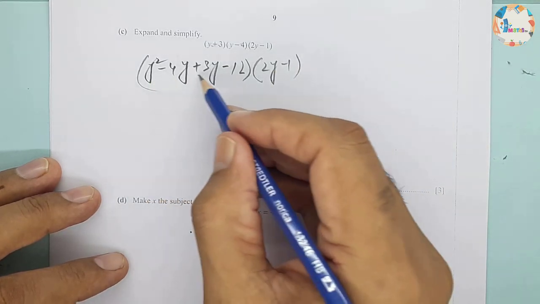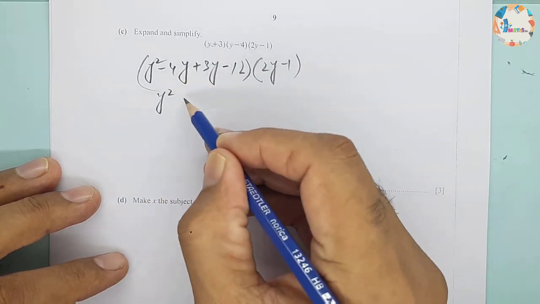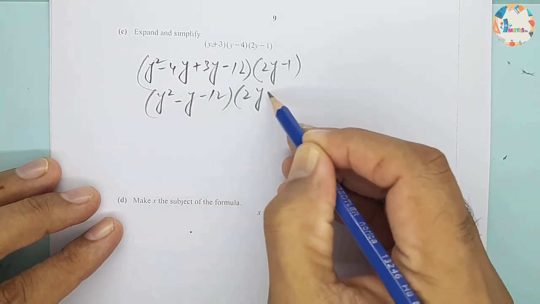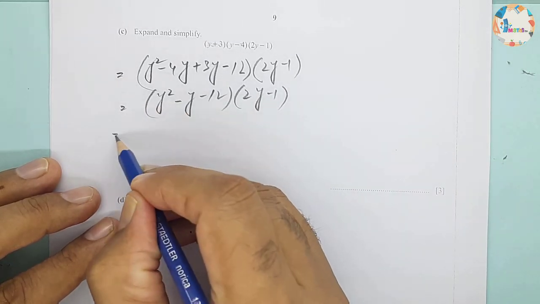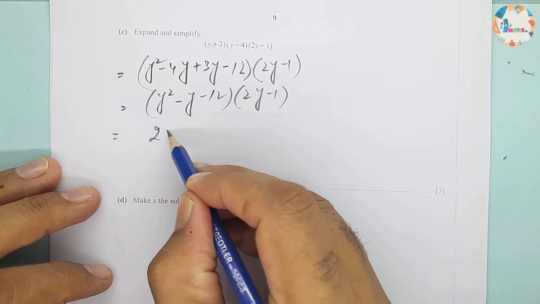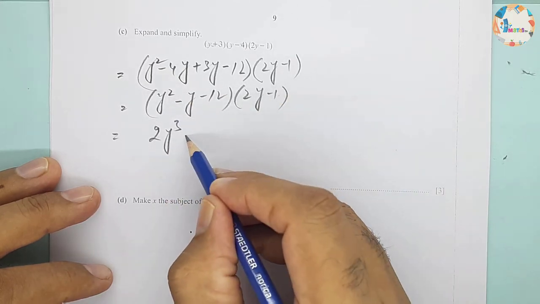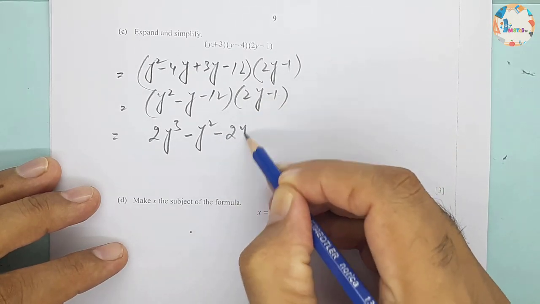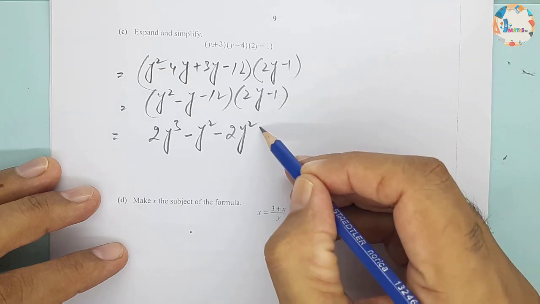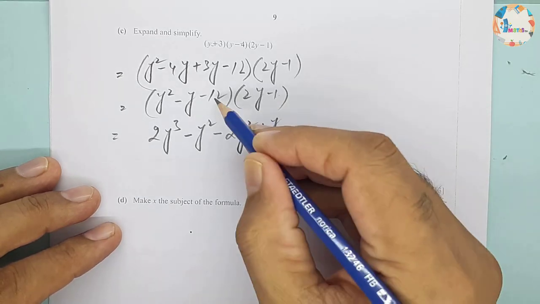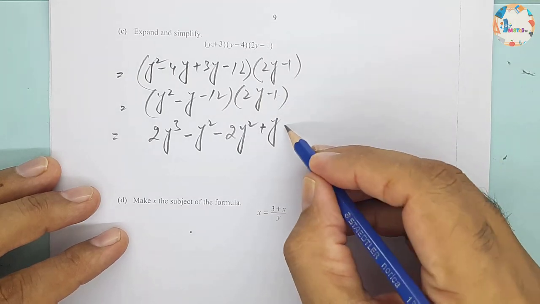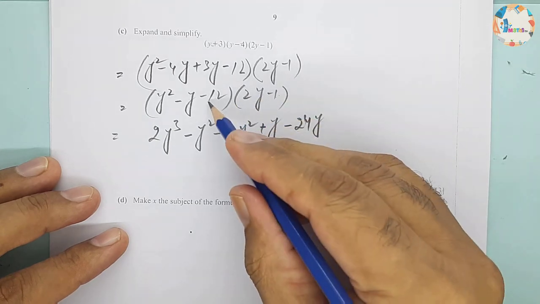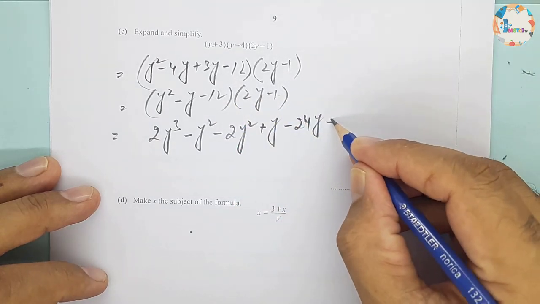Now first we will combine this one, y square, like terms we'll add, we can write y square minus y minus 12, and now we will multiply these two. This will be y square into 2y will be 2y cube, y square into minus 1 will be minus y square, and minus y into 2y will be minus 2y square, and minus y into minus 1 will be plus y, and this one minus 12 into 2y will be minus 24y, and minus 12 into minus 1 will be plus 12.